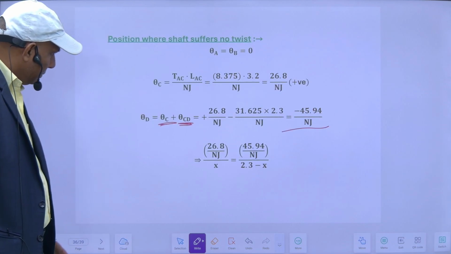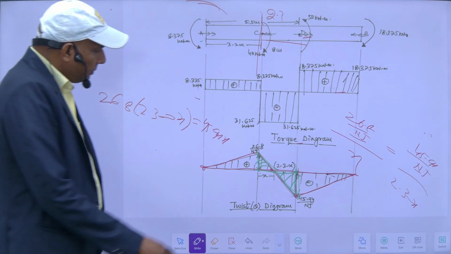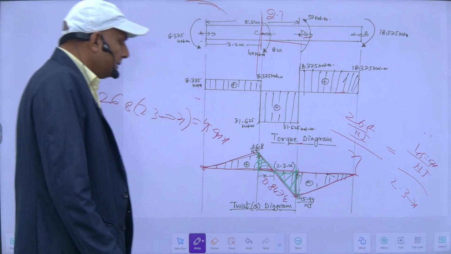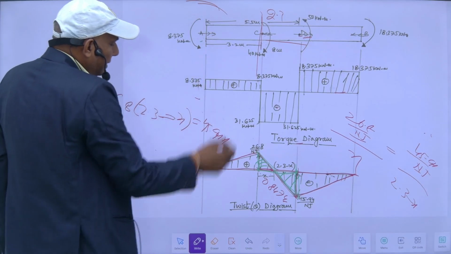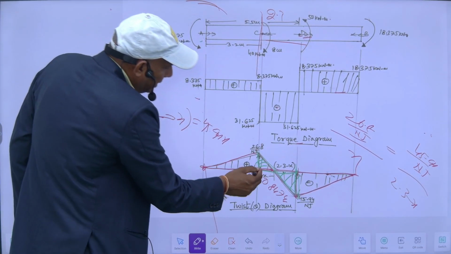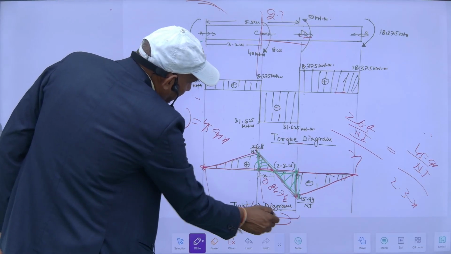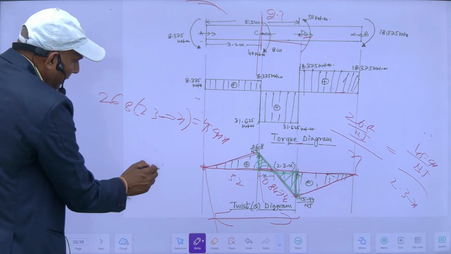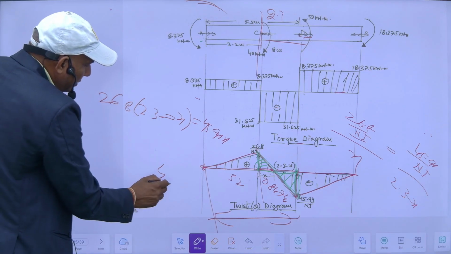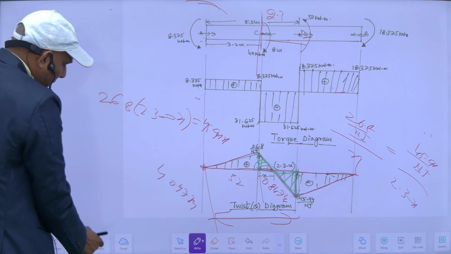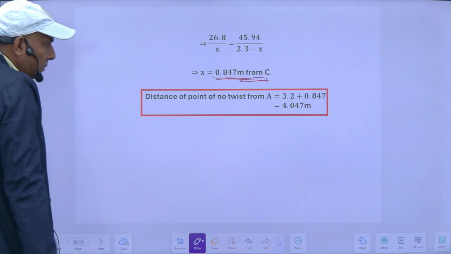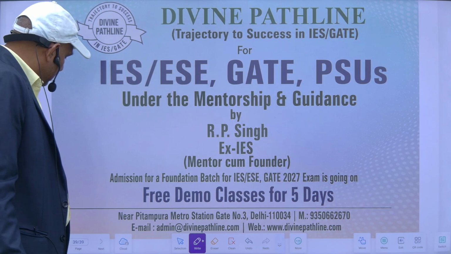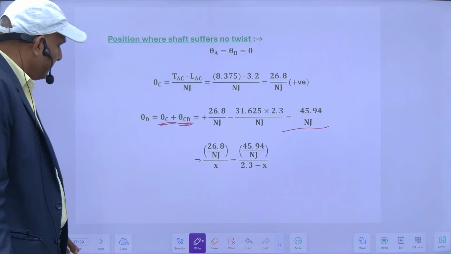This is from this point, 0.847 meter. If I calculate from this end, I will add this 3.2 to this. So it will be equal to 3.2 plus this, which is 4.0473 meter. So this will be from A. So this is the position of the zero angular twist.